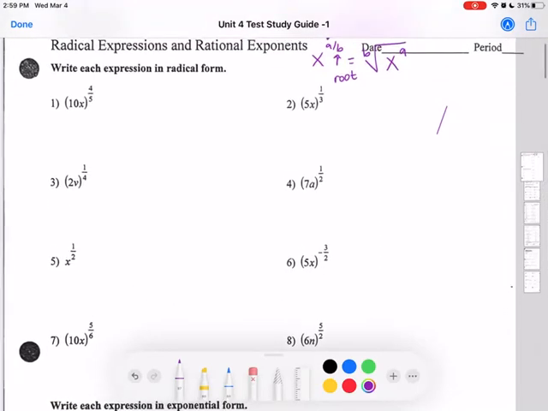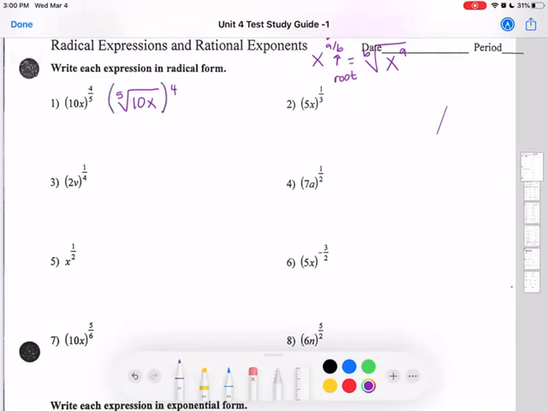So 10x to the 4/5 means that under the radical, I have 10x. I'm taking the 5th root, and I'm raising it to the 4th. But you've got to be careful. If I just put a 4 here, it looks like I'm just raising the x to the 4th when I'm actually raising the entire expression to the 4th power. So you need parentheses and put the 4 on the outside.